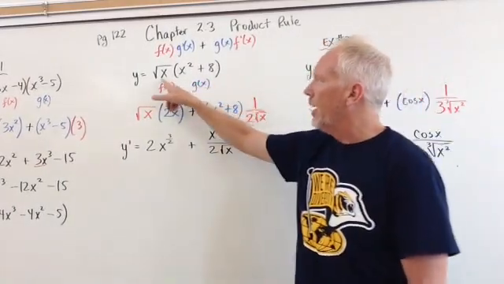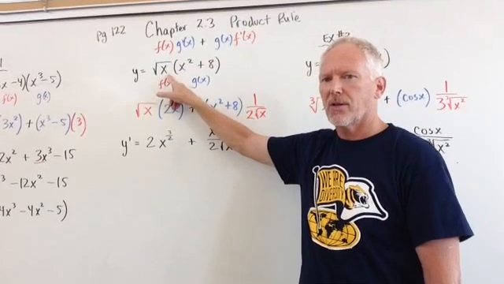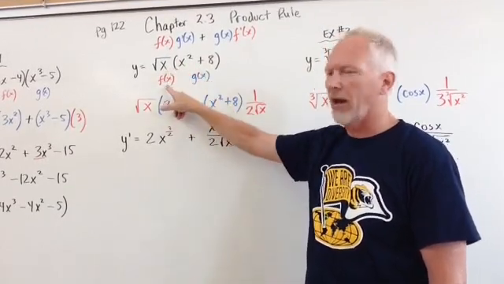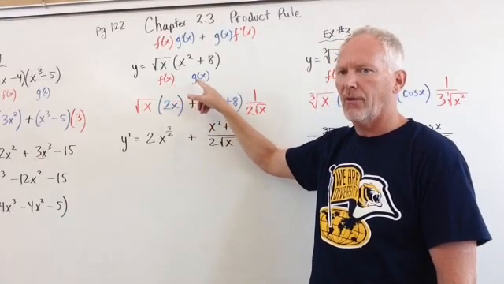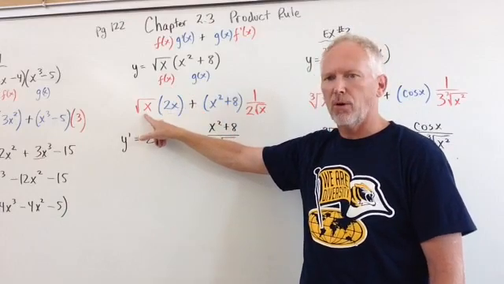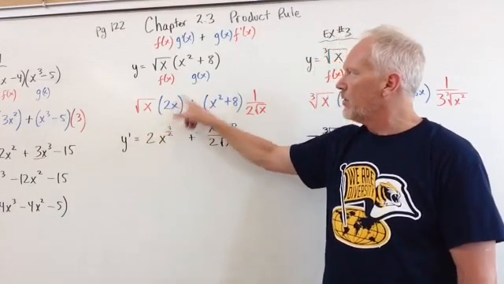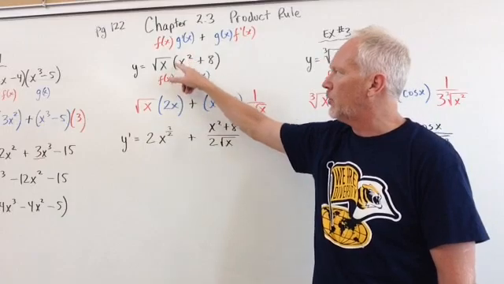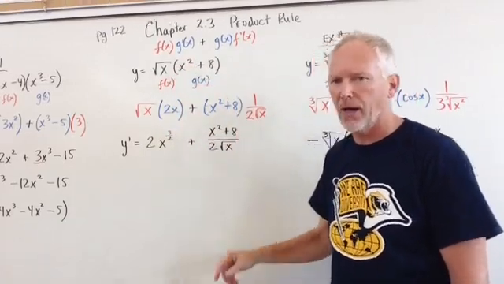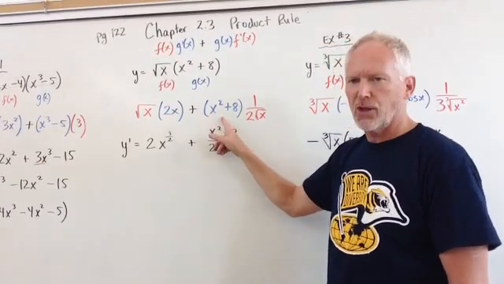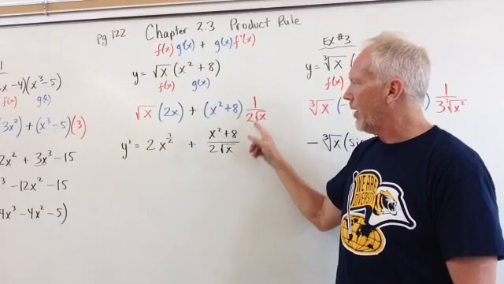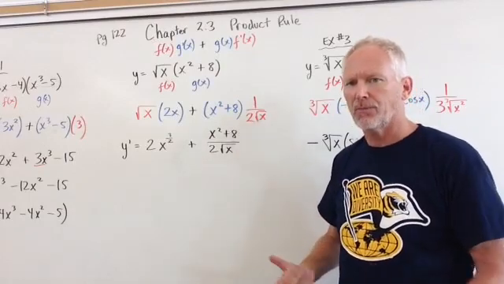Here we have square root of x times x squared plus 8. All right, we label f of x and g of x. So then f of x is the square root of x times g prime of x. Well, bring the 2 down, that's just 2x. 8's a constant, so it goes away. Plus g of x. Then we get 1 divided by 2 square root of x.